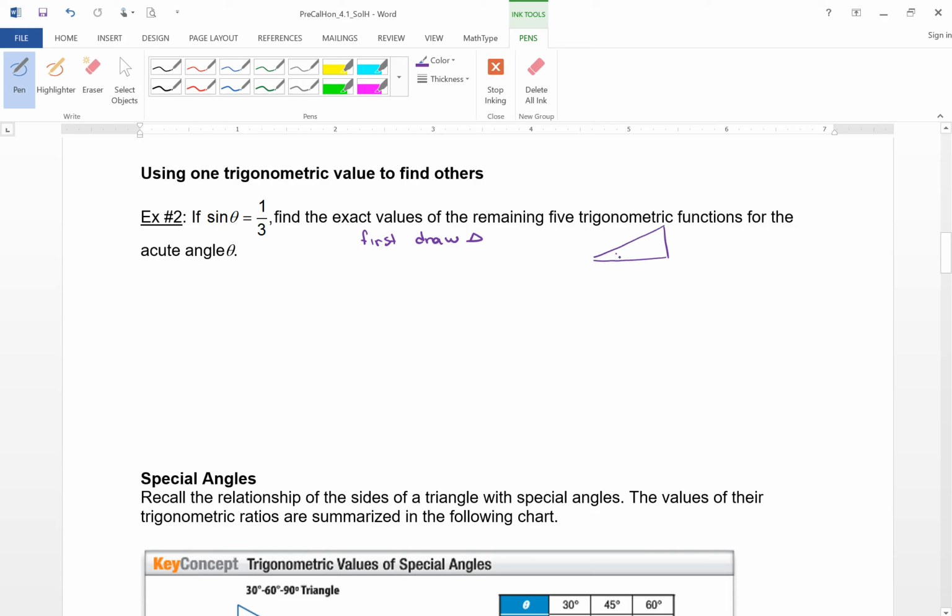You draw the triangle here. This is theta. Now, I'm given sine of theta, and I know that sine of theta is opposite over hypotenuse, right? That means the opposite side is 1. The hypotenuse is 3. And here you have a missing side, x. Well, I can easily find x. Oh, 1 over 3.